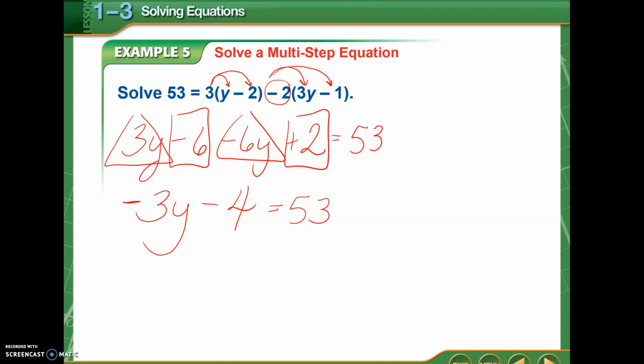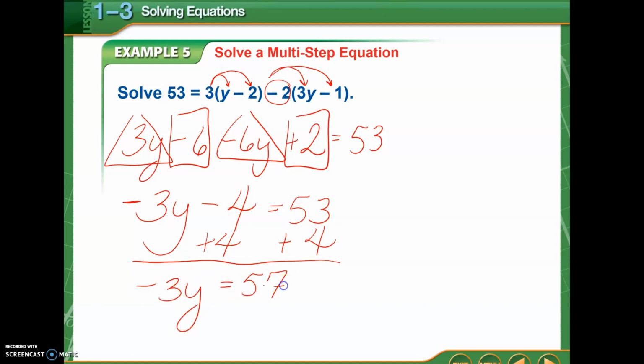Now I am going to solve this. So again, I want to unattach. But first I need to do this first, because when I divide, I have to divide everything by it. So I'm going to move this first by adding the opposite, because that'll give me 0 there. So -3y equals 57. And then I want to unattach this. It's attached by multiplication. Reverse of multiplication is division. Do it to one side, have to do it to the other to keep it equal. So y equals 57 divided by -3, -19.